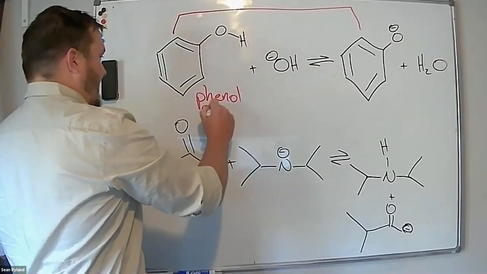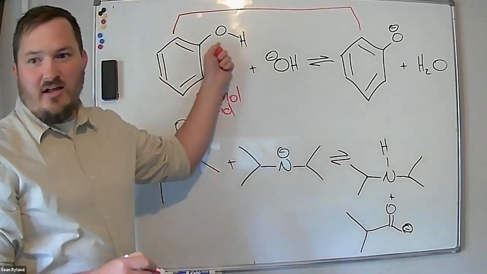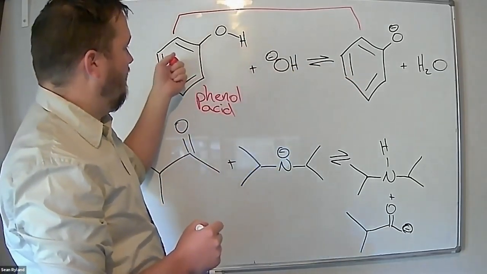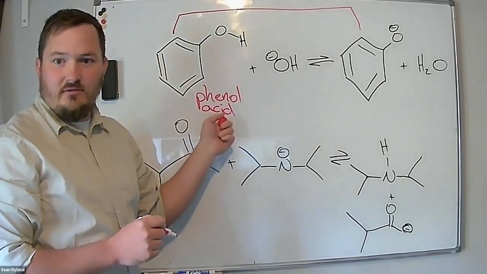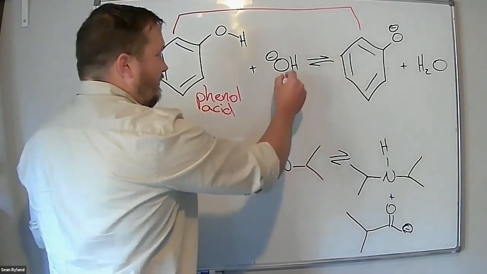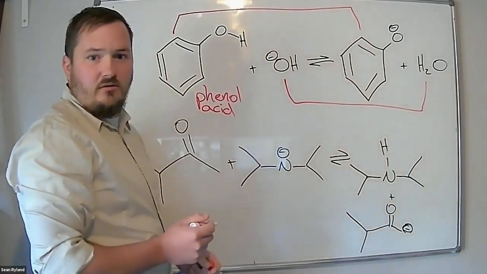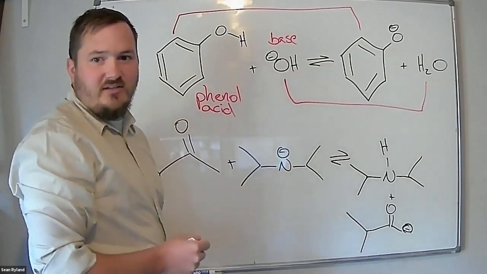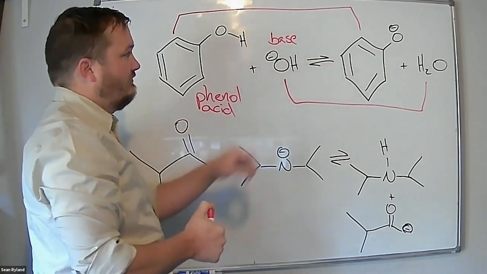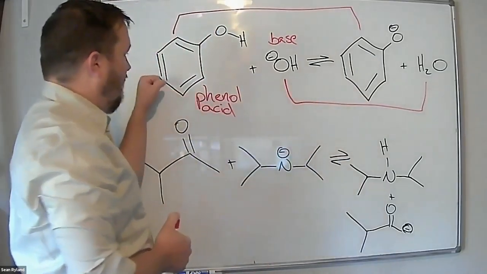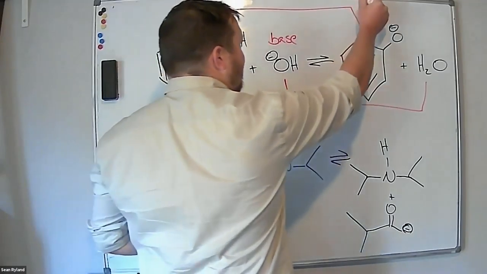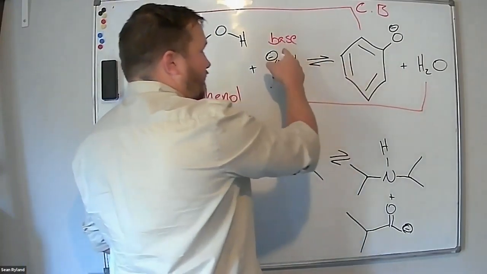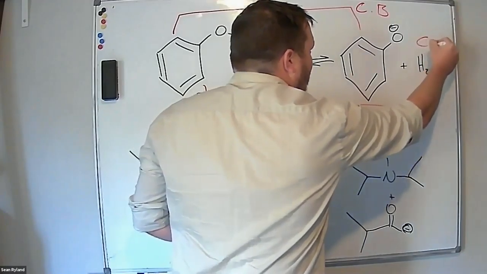Yeah, so the phenol is the acid because it's the molecule that's giving up an H plus when it's being deprotonated. From the perspective of looking at the organic molecules, we're deprotonating phenol, which makes it the acid. The hydroxide is paired with the water here. So the hydroxide is going to be the base because it's accepting an H+. And if phenol is the acid, the deprotonated form is the conjugate base. And if hydroxide is the base, water is the conjugate acid.